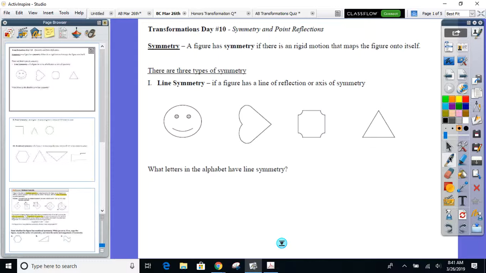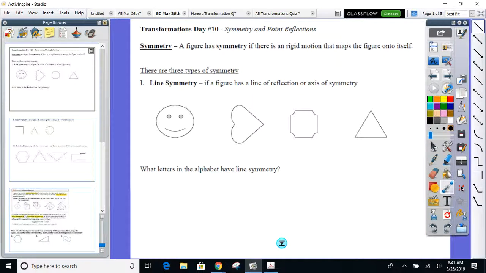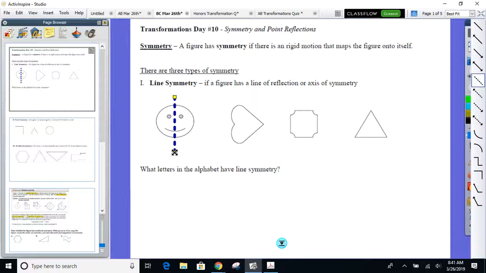Can you draw a line somewhere? Vertical, horizontal, diagonal. Flip the figure over and it matches up perfectly. So you see the smiley face there. Where can I draw that line of symmetry? How about we use our big boy, big girl words? What type of line can I draw in here? Vertical line, thank you. And then you have a heart. What do you have here? Horizontal line.